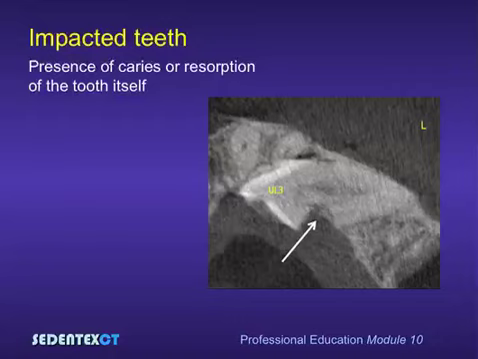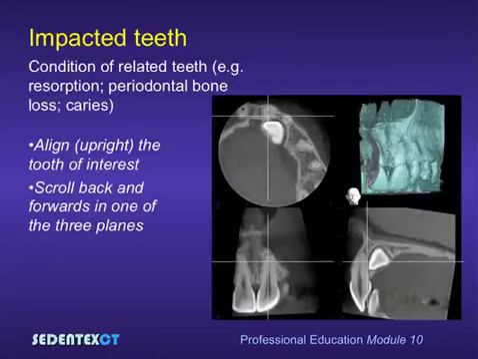Here we can see an unerupted canine where there has been quite extensive external resorption. This may be important if the tooth is going to be extracted, but certainly would be important if anyone had planned to move it orthodontically.